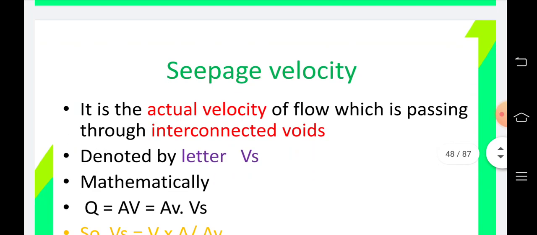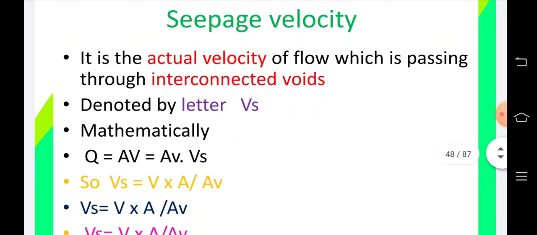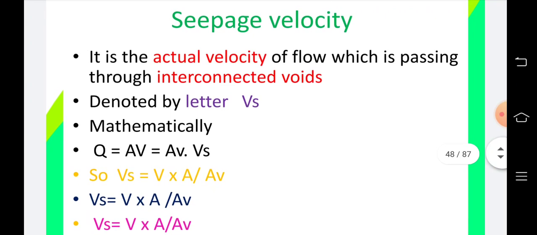Okay, so we are starting with the first one, that is the seepage velocity. So what is meant by the seepage velocity? Seepage velocity is the actual velocity of the flow which is passing through the interconnected voids of the soil sample. This seepage velocity is denoted by the letter Vs. So V means the velocity, S for seepage, that is Vs, the seepage velocity.